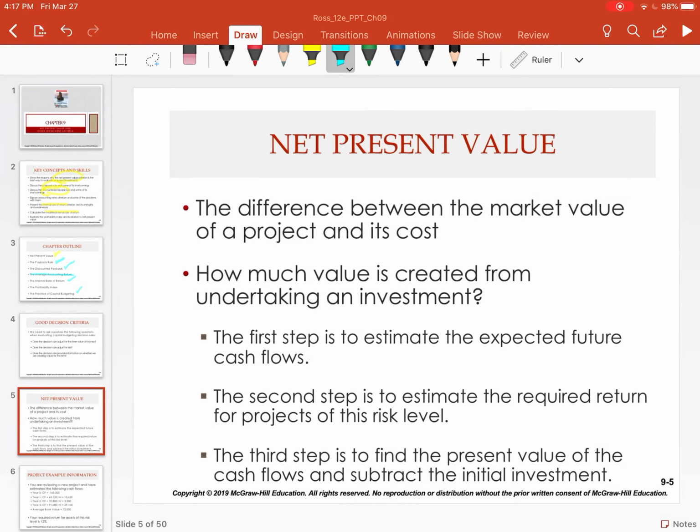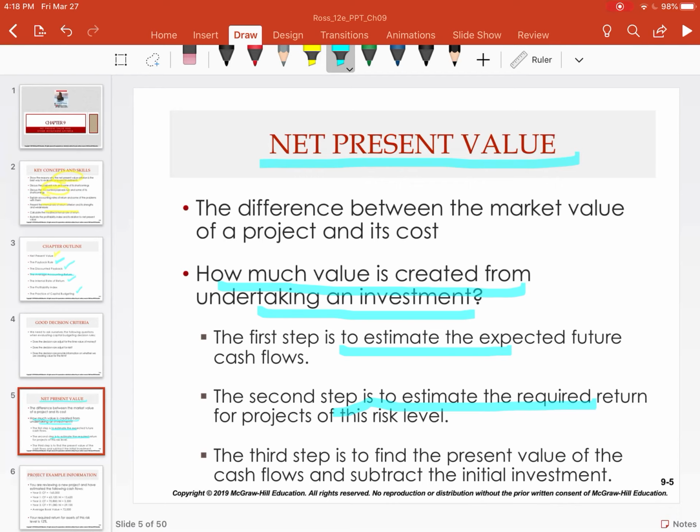So we have to consider those things that have an investment and how much added value that is. How much value is created from undertaking an investment is certainly crucial. In doing so, we have to estimate those expected future cash flows. Good accountants and good projections are going to make all the difference in estimating those expected future cash flows. The second step is to estimate the required return.